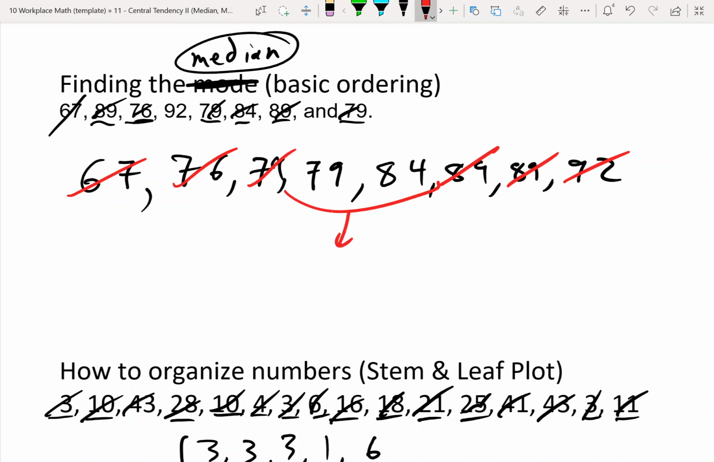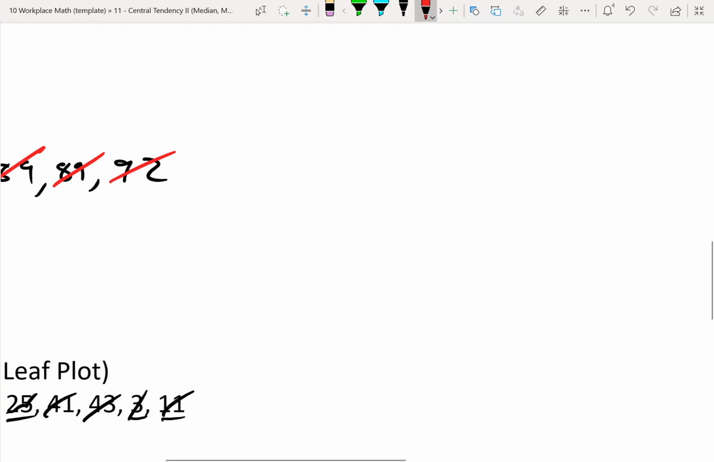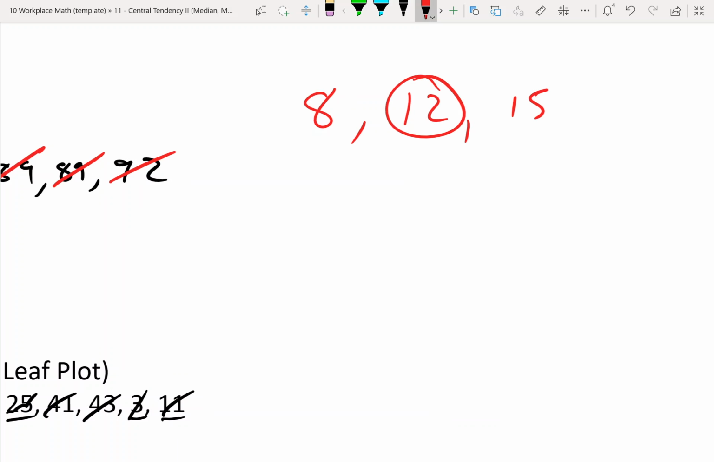So what you need to do if you have 2 numbers is find the average of those. So the average is going to be 79 plus 84 divided by 2. It's going to give you 82.5. Okay? So that would be the median. If we had a situation where, when we found the middle numbers, so let's say, for example, here, 8, 12, and 15, the middle number here would be 12. The median would just be 12.